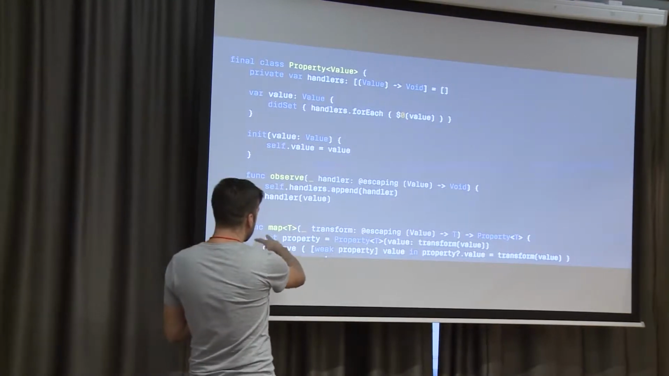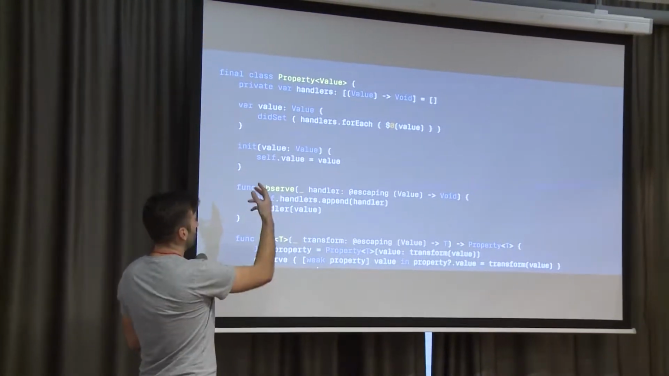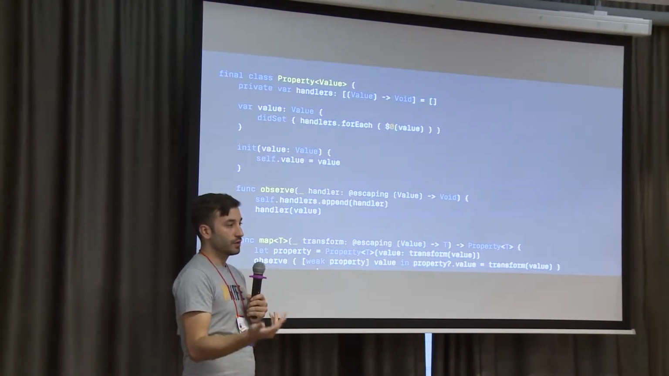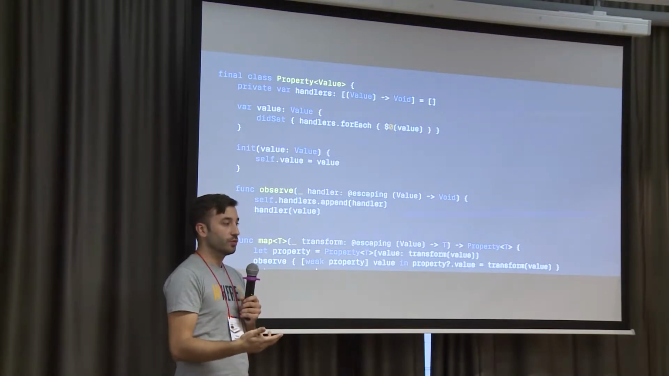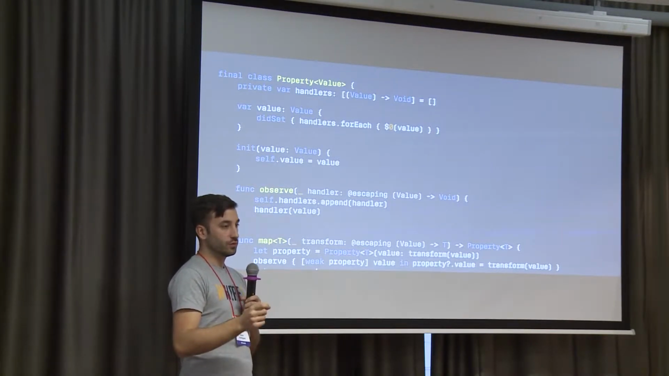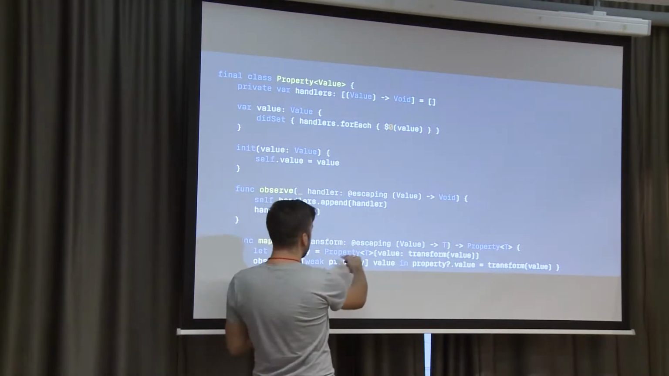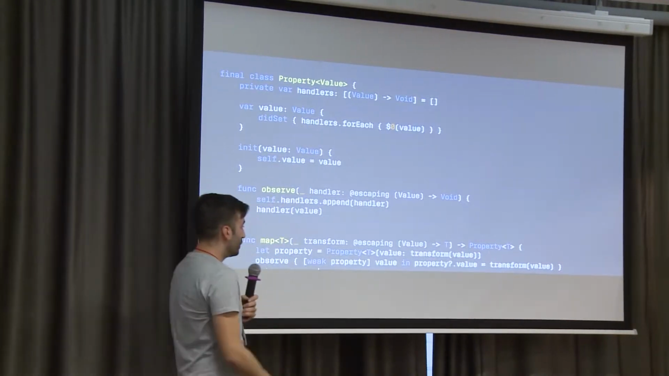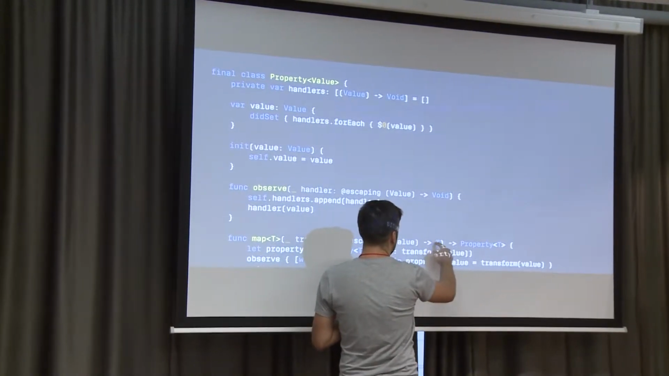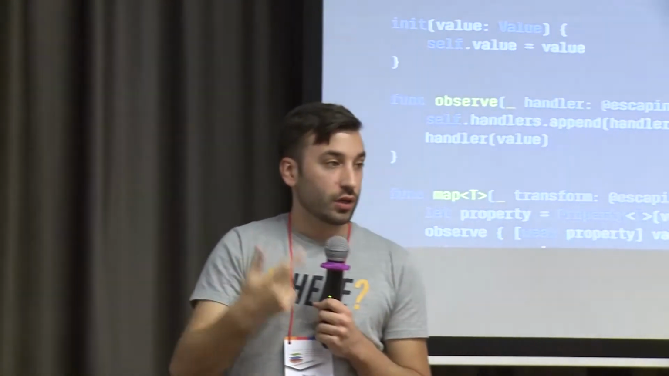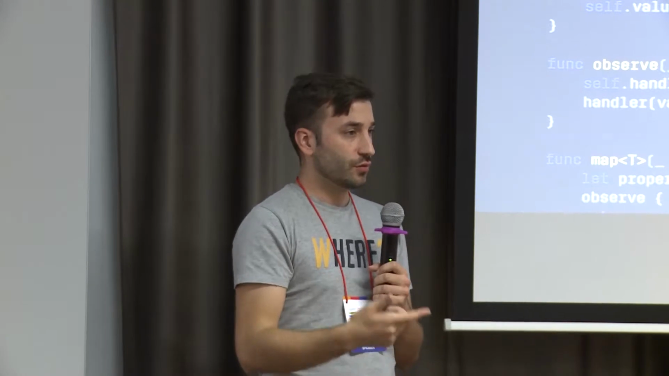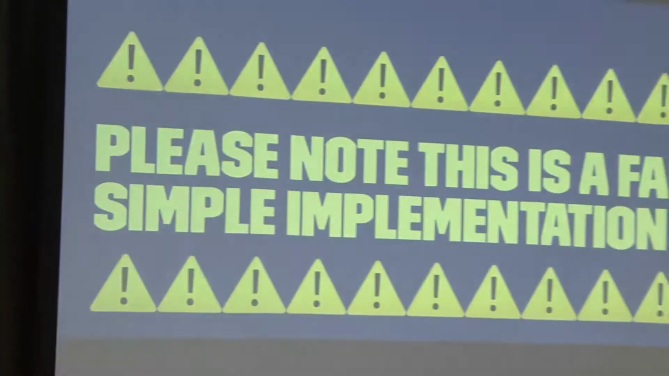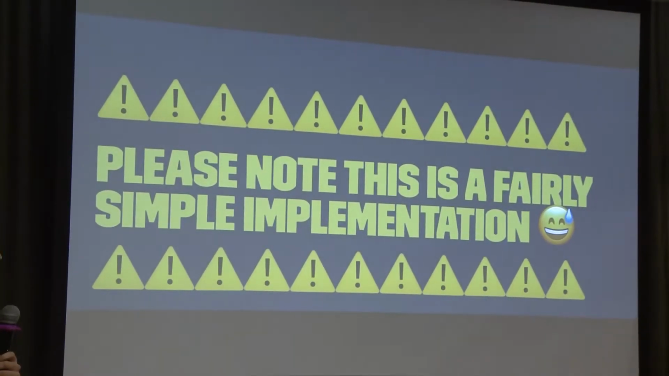We also have this map function that transforms our value into a new value. Let's say, for example, that we have a string property, and we want to convert each string value to an integer value. We can do this by passing a transform closure. There's a return type here that's not being displayed, but essentially we go from a value that returns T to a new property that contains T. And we can observe each change in this resulting property. Please note that it's a simple implementation, so it's not something that you probably want to use in production, because there's thread safety that we are not covering today.